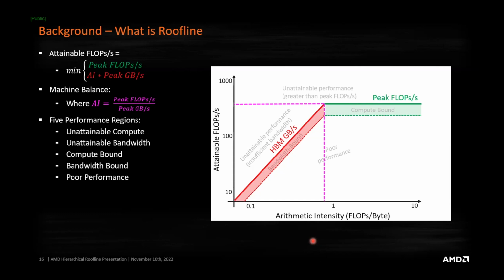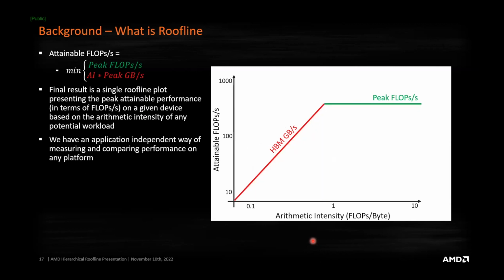Of course, that leaves us with the area of interest. If you fall below those bounds, you're in the poor performance region where there should be some changes you can make to your application to better utilize the hardware you have available. And that's where you want to, as an application domain scientist, spend your time optimizing your workloads. And I'll get into some examples of how you can do that.